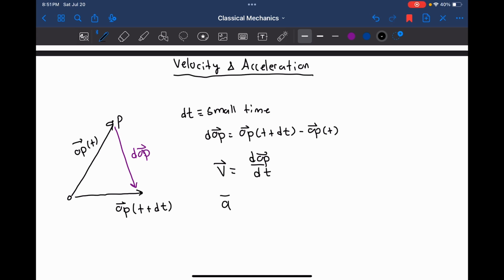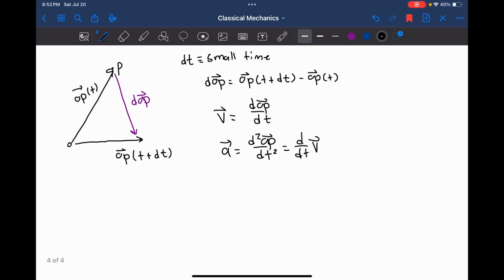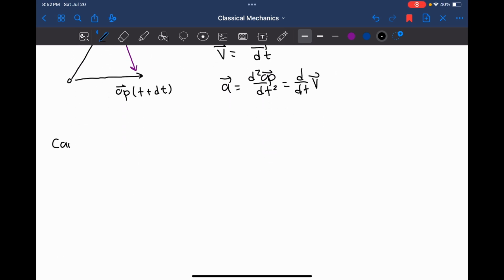And so the acceleration, similarly, is just the second derivative of position with respect to time squared, which is just equal to the derivative with respect to time of its velocity. So acceleration is the second derivative of displacement with respect to time squared, and it's equal to the derivative of velocity with respect to time. All right, so let's look at the Cartesian case.